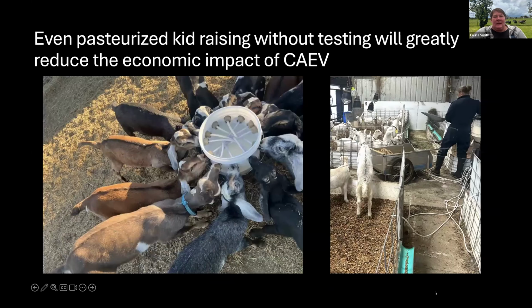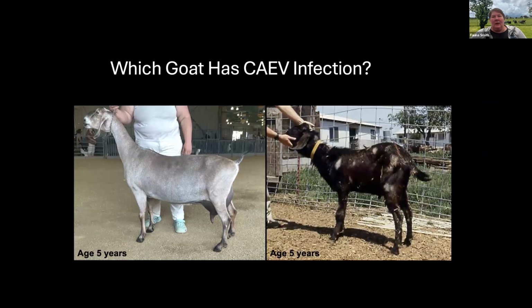The other thing that I will say is that regardless of how you manage the adult herd, if you start pasteurized rearing, that alone can greatly reduce the economic impact of CAE. And the biggest thing is that even if it's not perfect, reducing the viral exposure, the viral load to which animals are exposed is really, really important. And I think that has a lot to do with whether or not they develop clinical disease.